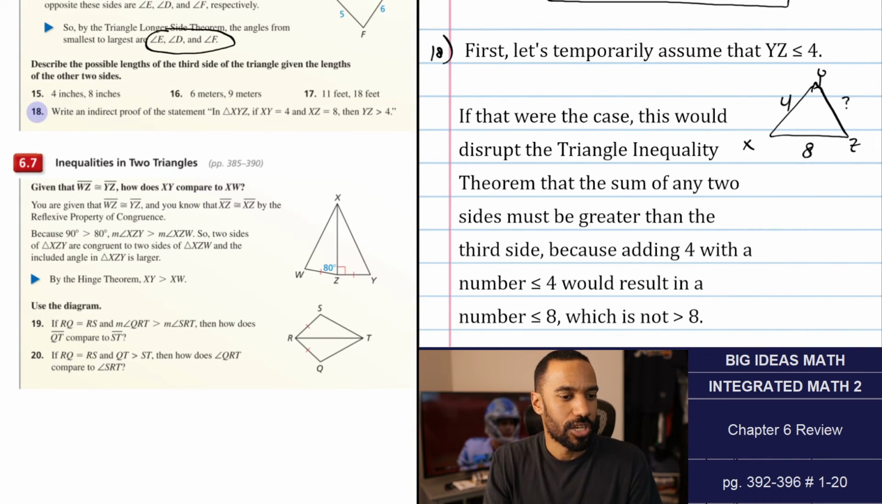All right, guys, let's go to 2 more questions here, and then we'll be done. Numbers 19 and 20, but in order to do that, let's look at inequalities in 2 triangles.